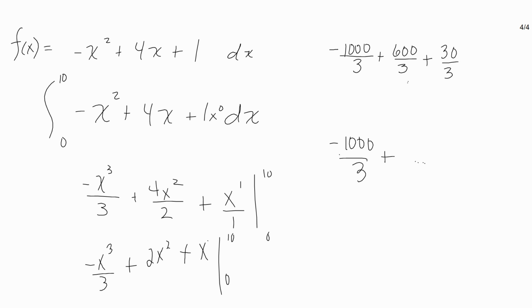So it involves some fractions. Right? Now you were in Calc 1 last semester, you may have some thought, well, you've got to remember to use the common denominator. Negative 1,000 plus 600 is negative what? Negative 400 plus 30 is what? Negative 370 over 3.